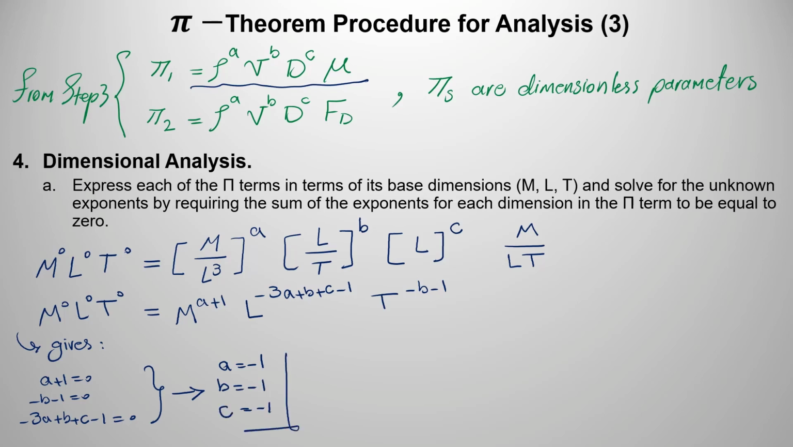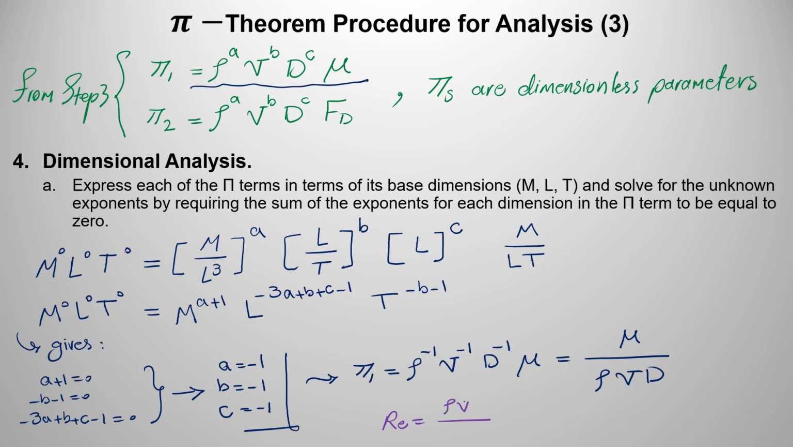All right, I have a, b, c for pi 1, and I'm going to write pi 1 over here. Pi 1 would be rho to the power negative 1, v to the power negative 1, d to the power negative 1 times mu. And rearranged it would be mu over rho v d. This also should be very familiar to you, right? Remember that you can write Reynolds number like this, rho v d divided by mu, right? So this is essentially 1 over Reynolds number, right?